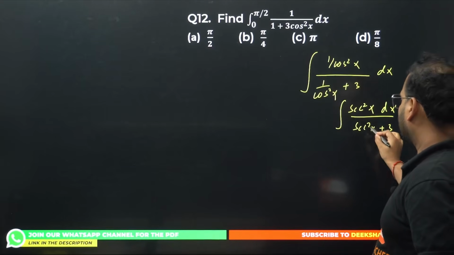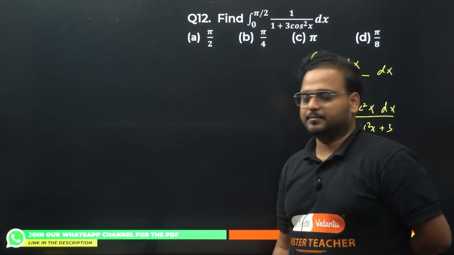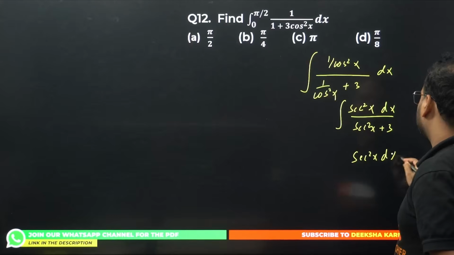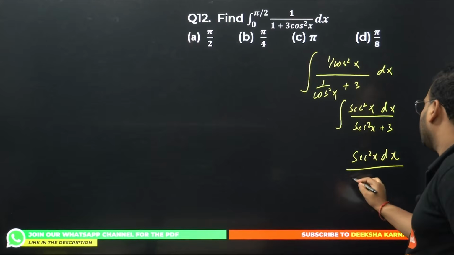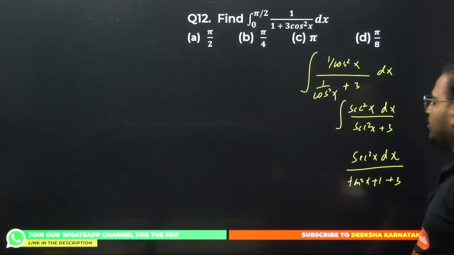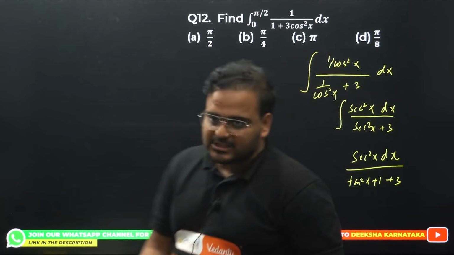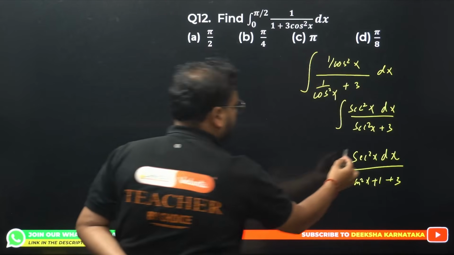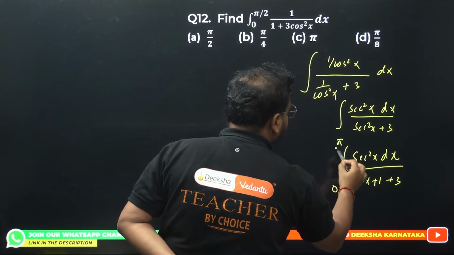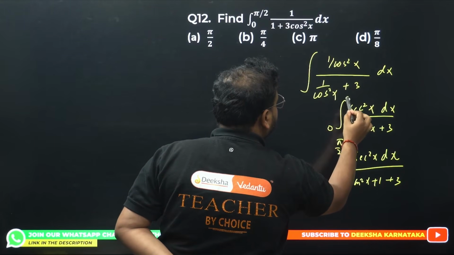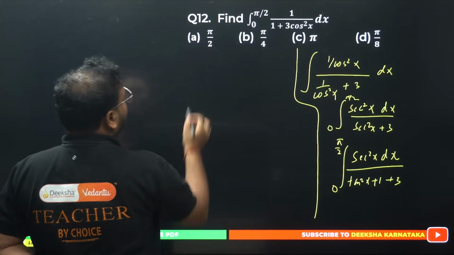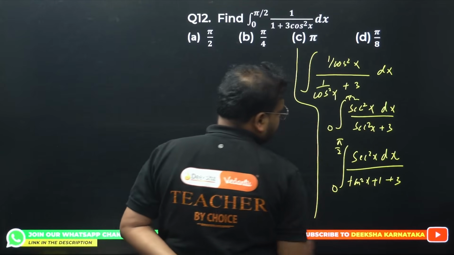Okay, now write sec square of x as tan. So I get sec square of x dx numerator as it is. This will become what? Tan square x plus 1 plus 3. We all know sec square is tan square x plus 1. Limit is 0 to pi by 2 everywhere. Okay, continue. What I'm getting now? I'm getting this as tan square x plus 4, right?